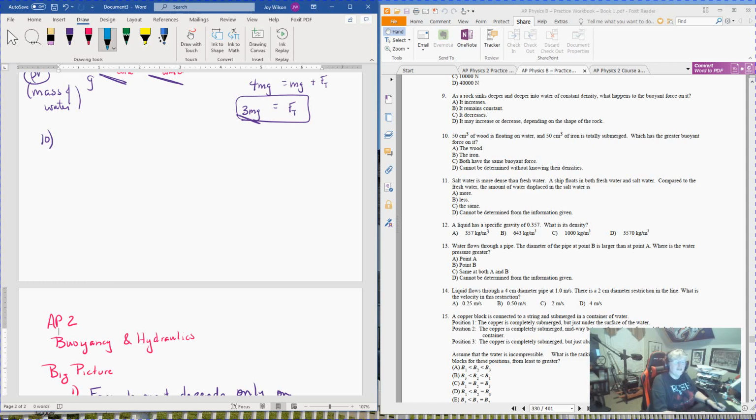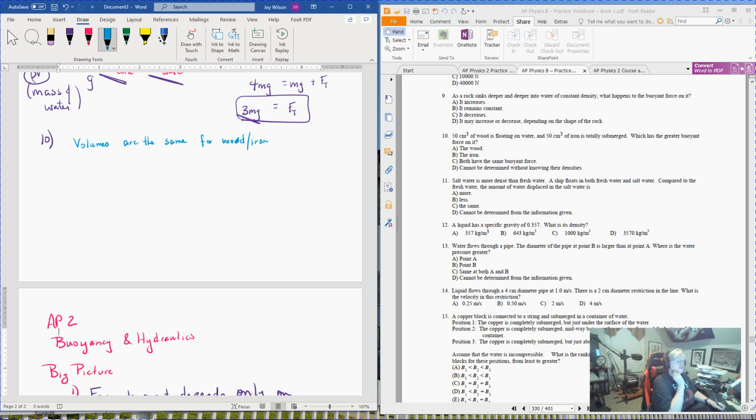So we have 50 cubic centimeters of wood floating on water, and 50 cubic centimeters of iron is submerged. So the volumes are the same for wood and iron. Okay, so then which has the greatest buoyant force? Well, let's see.